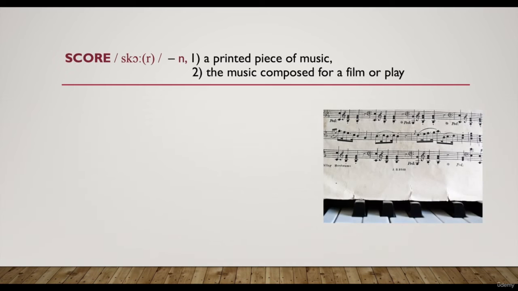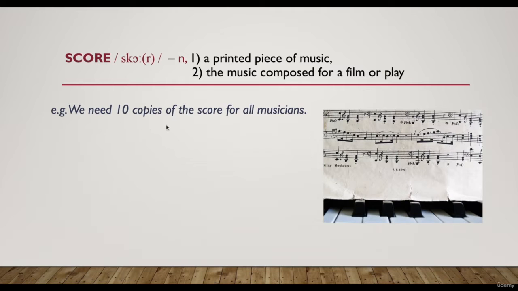The first word today is score, which has two meanings. Score is a printed piece of music, like the one you can see in this picture. So it's a piece of paper on which you can see a printed piece of music. You can actually read the notes here. And the second meaning is the music composed for a film or play. Let's look at some examples.